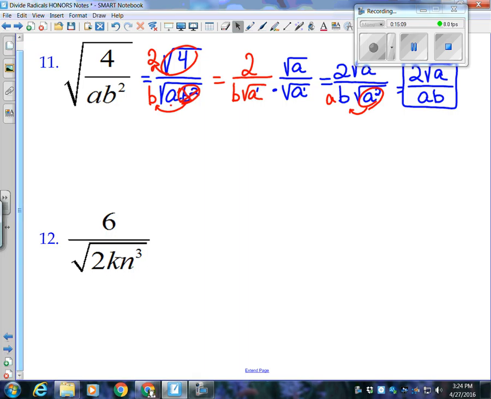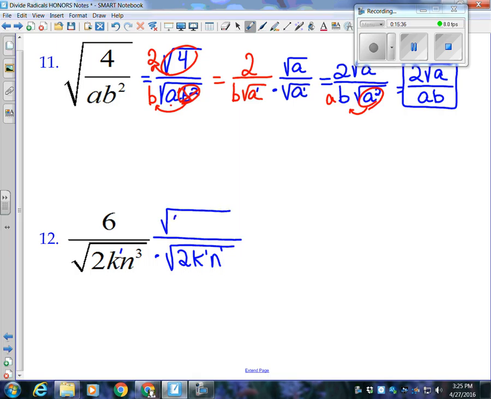Number 12. We're going to multiply by something to make this become a perfect square root. There is not a number in the index, so 2. What number multiplied by 2 would make a perfect square? 2. K to the first needs how many more k's to make it a perfect square? K to the first. N to the third needs how many more n's to make it a perfect square? One more. So it looks like I need square root of 2kn.